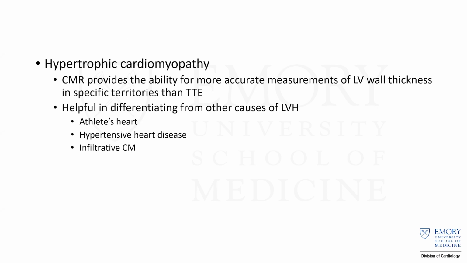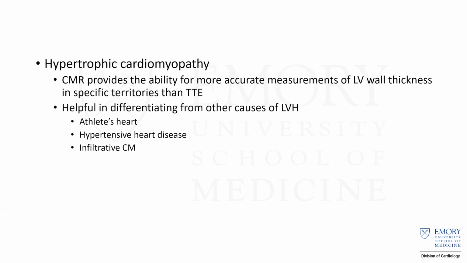For hypertrophic cardiomyopathy, you can get really accurate assessments of wall thickness, which is helpful in figuring out exactly where you have the most hypertrophy. Is it septal, is it apical, given the regional hypertrophy that you would have with hypertrophic cardiomyopathy. So MR can tell you exactly where you're having that most. It's also helpful for differentiating from other causes of LVH, such as athlete's heart, hypertensive heart disease, or infiltrative cardiomyopathy.